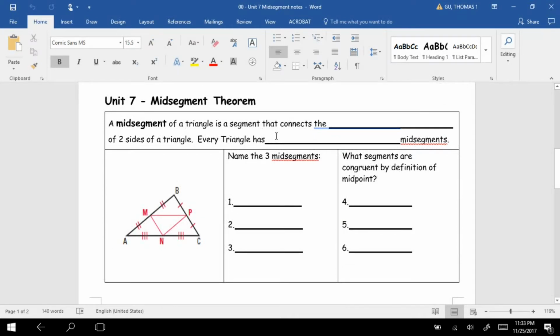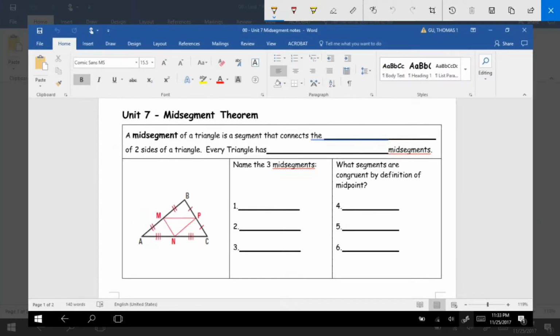But anyways, we're doing the mid-segment theorem. So check this out. Let's see what we have to say about the mid-segment theorem. A mid-segment of a triangle is a segment that connects the midpoint of two sides of a triangle. Every triangle has three, count them, 1, 2, 3 mid-segments.